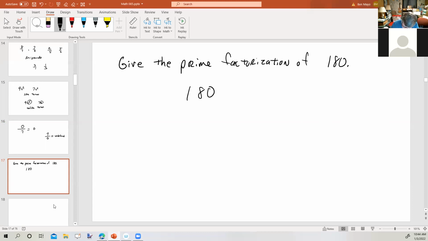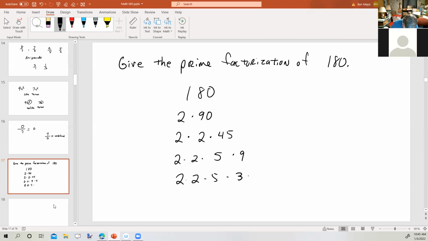Now, 180 is even, so 2 is a factor of it, and 2 is a prime number. So 180 is 2 times 90. However, 90 is not a prime number. So continuing on, 90 is even, so that's 2 times 45. So 2 times 2 times 45, but that's still not the prime factorization because the 2's are primes, but 45 is not a prime. Okay, 2 times 2 times 5 times 9. 45 is 5 times 9. 5 is a prime, but 9 is not a prime, so we're not done yet. 9 is 3 times 3.